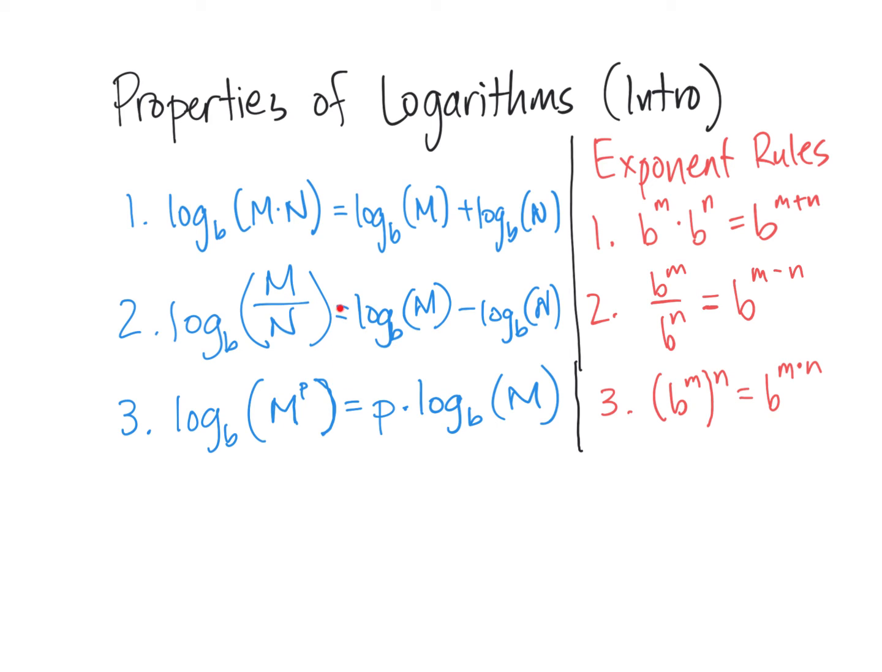This equal sign in these three properties goes in both directions. All right? So sometimes I'm going to be given something that looks like this, and it's going to be handy to rewrite it like this. And sometimes I'm going to be given something that looks like this, I'm adding logs together, and it's going to be handy to rewrite it like this. So sometimes I'm going to go in this direction. Sometimes I'm going to go in this direction with all three properties.